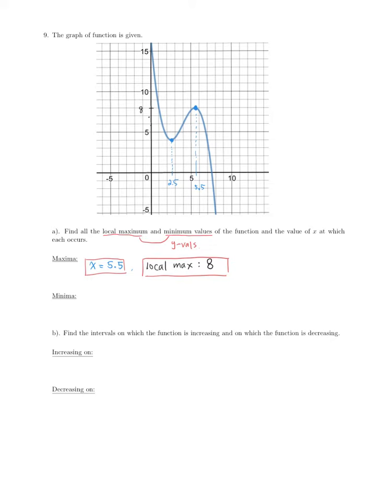Okay, now let's go with minima. Minima is going to occur when x equals 2.5. And then the local min, that's going to be the y value at x equals 2.5. So see, 1, 2, 3, 4. So the local min is going to be 4.